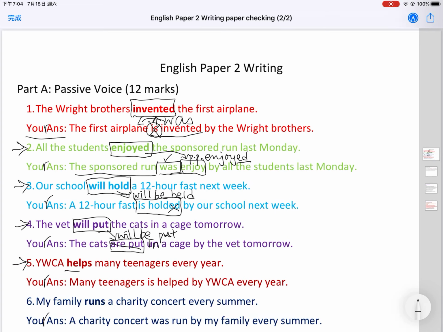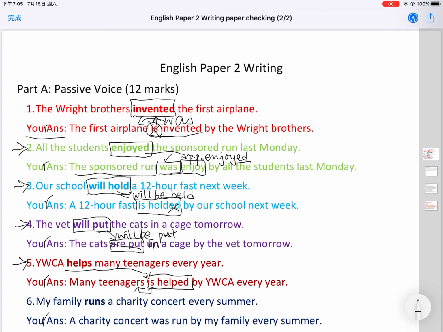And question number 5, why WCA helps many teenagers every year? It is simple present tense, and you should use the simple present passive voice form. Okay, your answer, you wrote many teenagers is helped by YWCA every year. Yes, this is present tense. Very good, well done. But now here is the case.